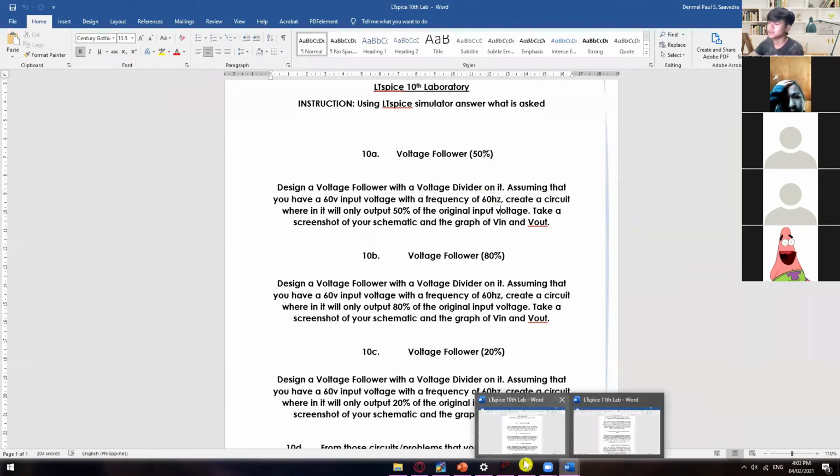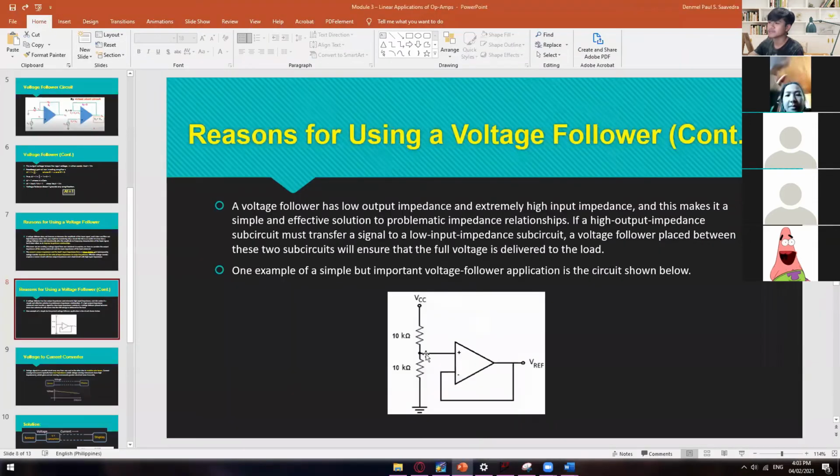If you take a look at the example in here, this simple circuit, we have resistors. Those values, those ohms or resistance, are the ones that you're going to control or change from time to time to have an output of 50%, 80%, and then 20%. So what is the 50% of 60 volts? I'm expecting 30 volts output.